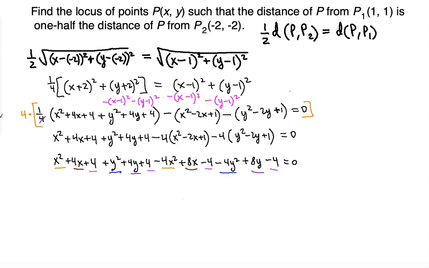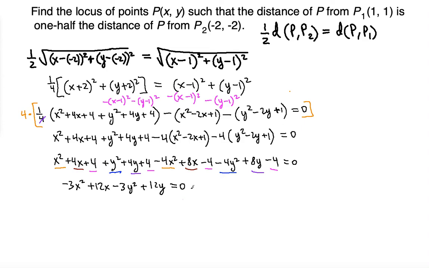So keeping that all in mind, x squared minus 4x squared is minus 3x squared. 4x plus 8x is 12x. Let's talk about the y squared. So y squared minus 4y squared is minus 3y squared. And then the y's will be what? 4y plus 8y. So that's 12y. And the constants, let's see, 4 plus 4 minus 4 minus 4. So that's 0, no constants.